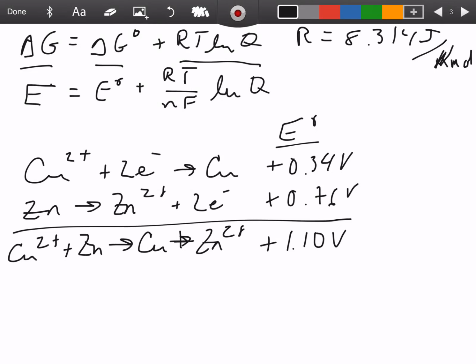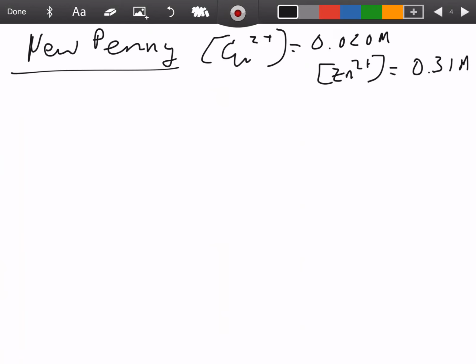So I want to take a look at the conditions where we were working with a new penny. Given the concentration, the copper 2 plus would have been roughly 0.020 molar. And if I had used about a gram of zinc, and all of that zinc had gone into solution, the zinc concentration would have been about 0.31 molar. So the question now is, what is the potential of this reaction, given that I'm not under standard conditions?